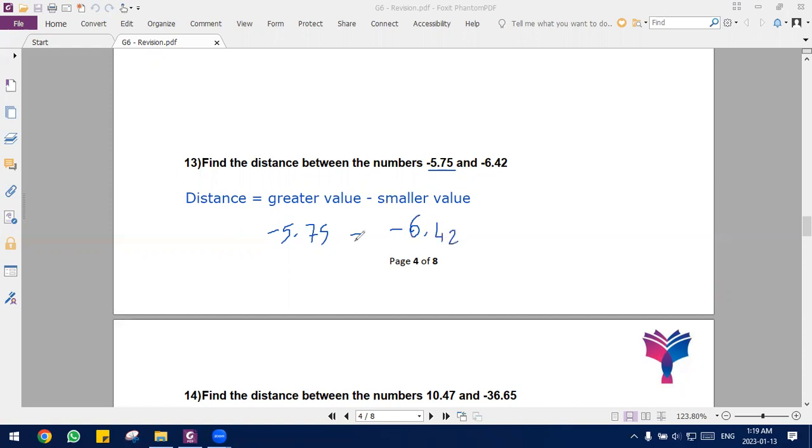Okay, now here we have a problem, two signs together. It will be plus. Now one negative, one positive. We subtract them. So we do 6.42 minus 5.75, the answer will be 0.67. Take the sign of the biggest one. So this one, it's positive. So this is the distance between these two values.